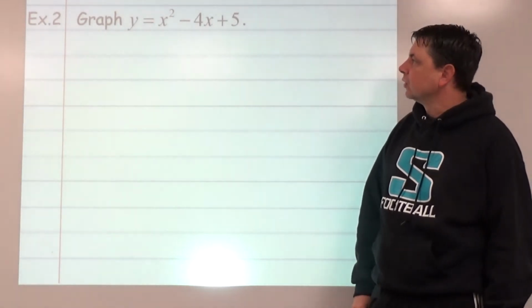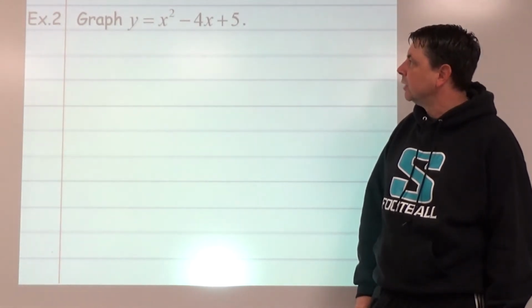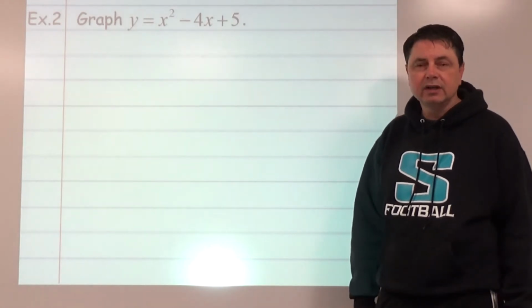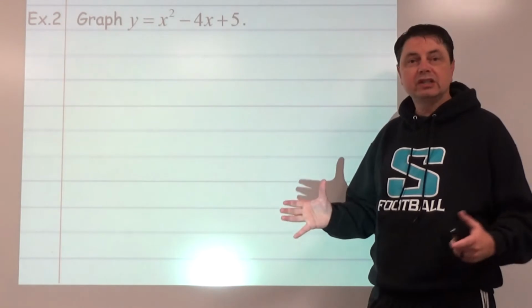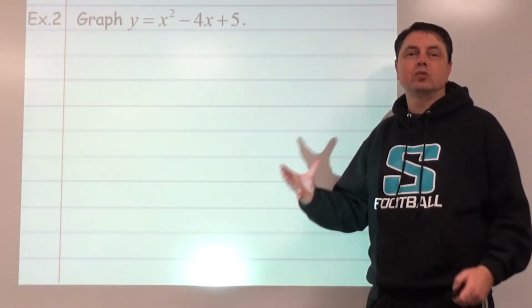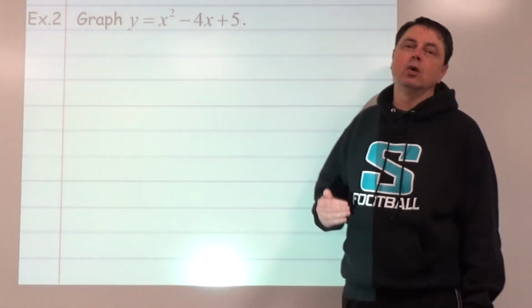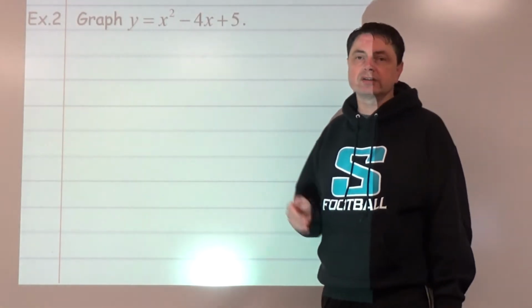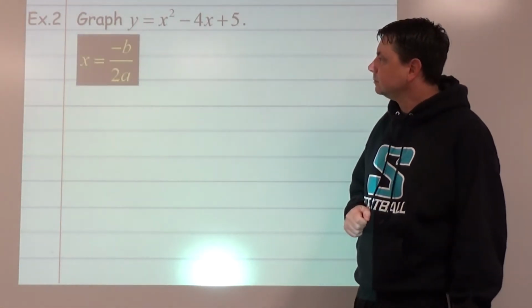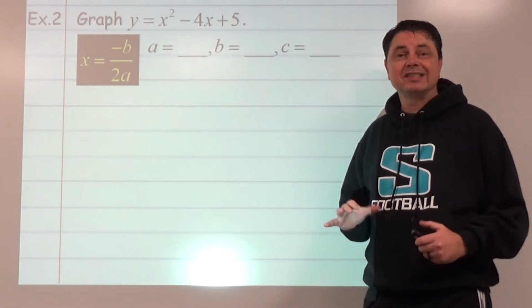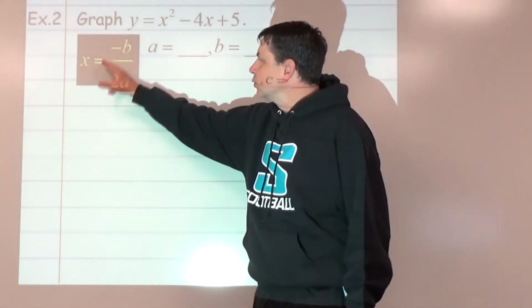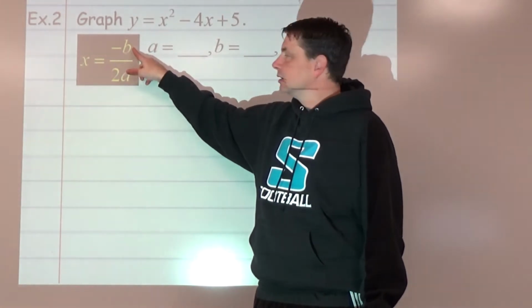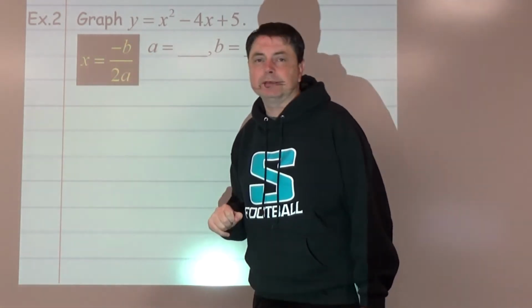Example number 2, graph y equals x squared minus 4x plus 5. So we can do a table of values for that one as well. We just need to know which x's we should pick. So here's how we're going to know which x's we want to use for a table. We're going to use the formula. This is an axis of symmetry formula. x equals the opposite of b divided by 2 times a.